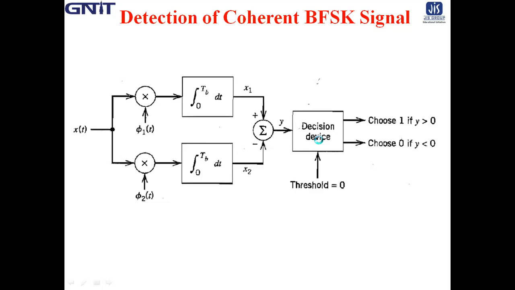So this is the circuit with which we can demodulate a binary frequency shift keying waveform, a BFSK modulated waveform. Next is the power spectra of the BFSK signal.